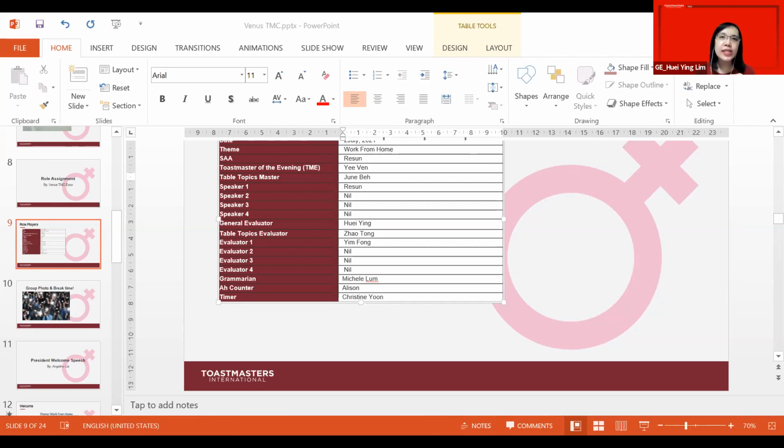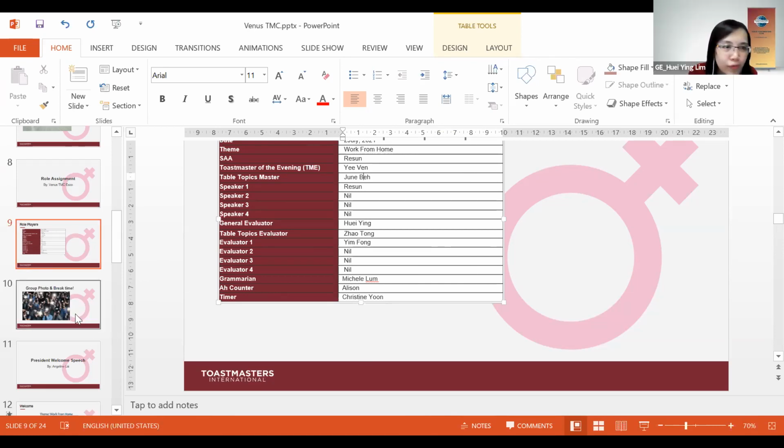For the icebreaker speaker, you will flash the green at 4 minutes, the yellow at 5 minutes, and the red at 6 minutes, because the icebreaker speaker is given 6 minutes for the speech, and the table topic speaker is given 2 minutes. So that will be the timing, right? Okay, thank you. All right.